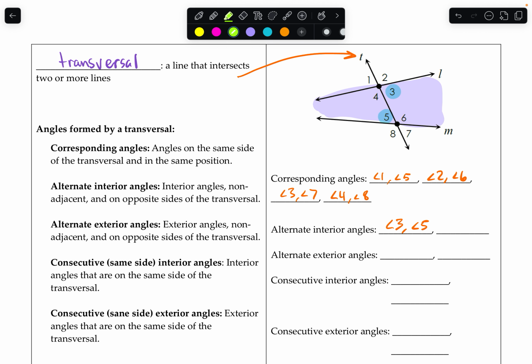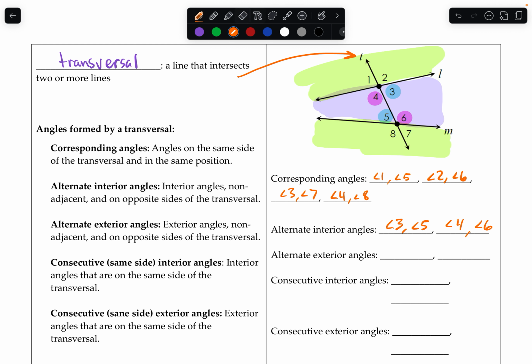Your exterior, which we're going to get into in just a moment, is out here. So purple is interior, green is exterior. So let's talk about 2 more alternate interior angles. That would be 4 and 6. Angle 4 and angle 6. Those are both inside the 2 lines. They're in that purple area. Imagine line L and line M as fences. They're inside the fence, but they're on opposite sides of the transversal.